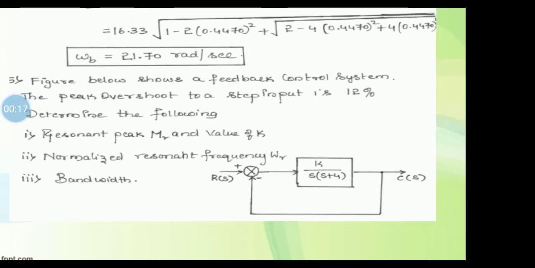2. Normalized resonant frequency omega R. 3. Bandwidth. This is the system given. R of S is input, C of S is output, unity feedback. Then G of S is given, K divided by S into bracket S plus 4. So we'll go for the solution.